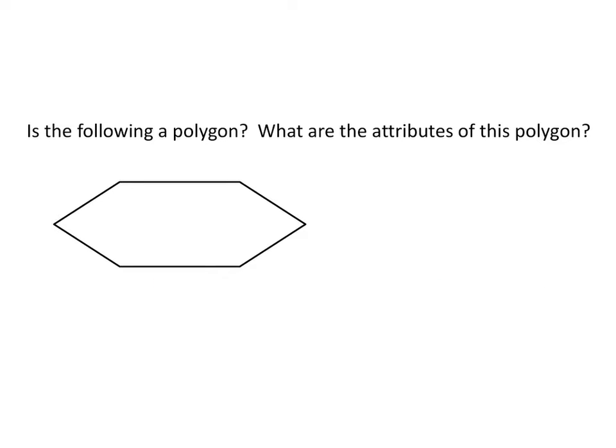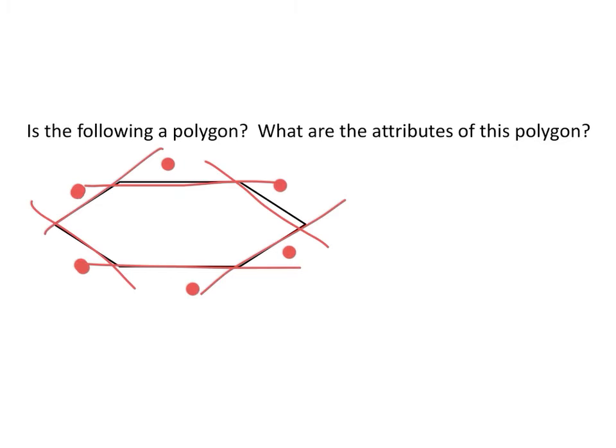Alright, so is this a polygon, and what are its attributes? So we know that it has 1, 2, 3, 4, 5, 6 sides, so that's a hexagon. And then when I extend all the sides, no sides are on the interior, so it's a convex. So it's a convex hexagon.